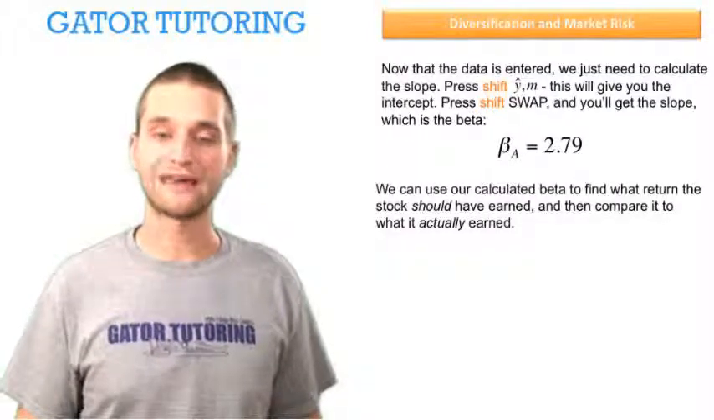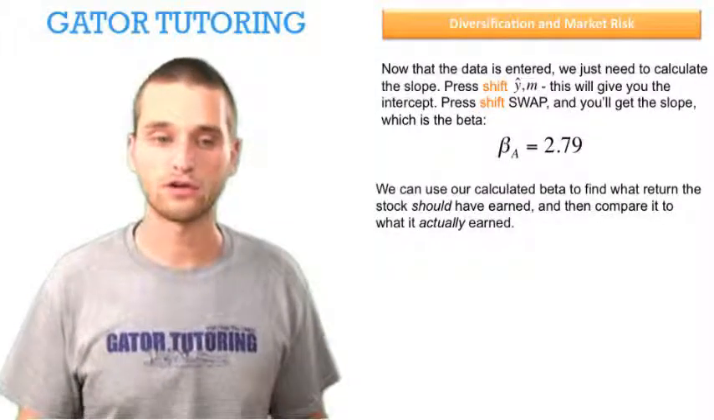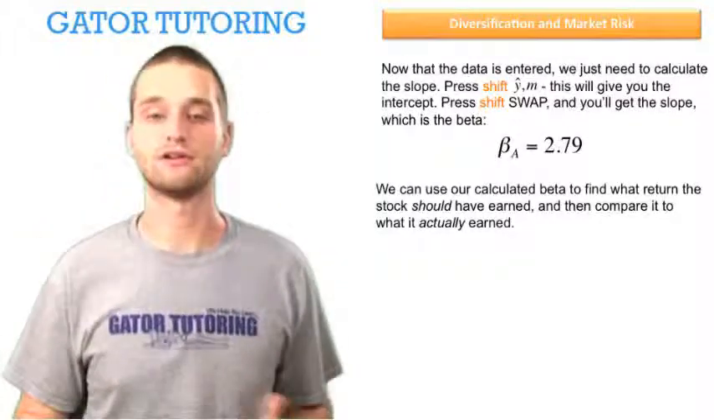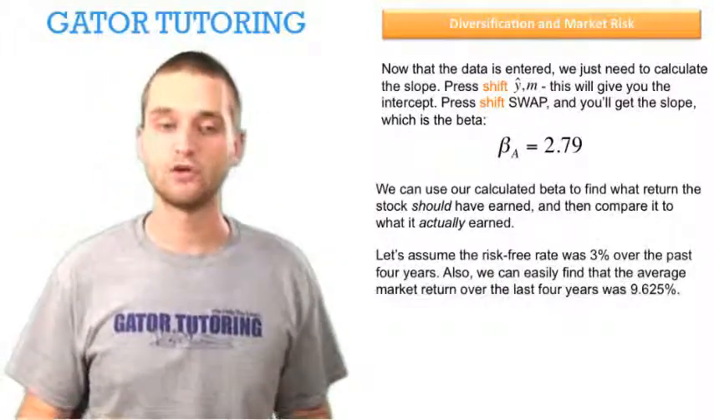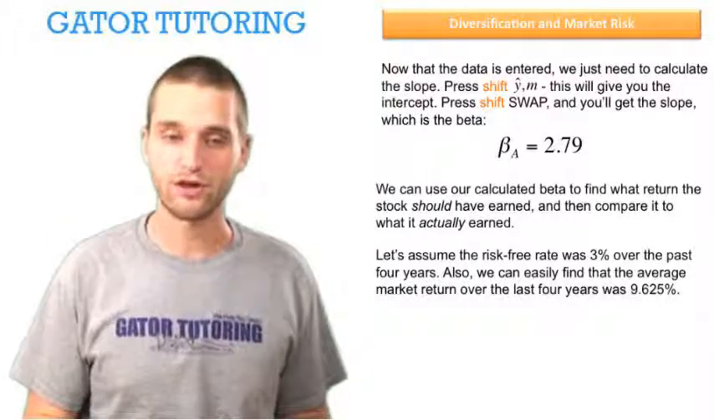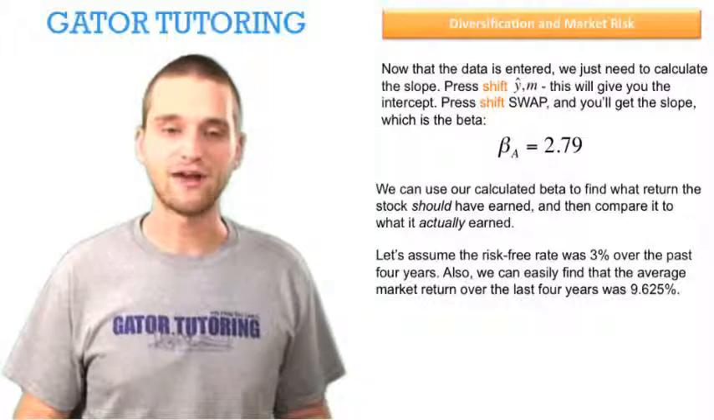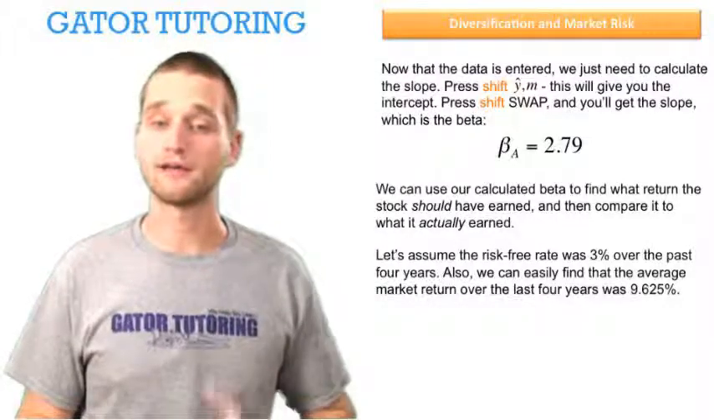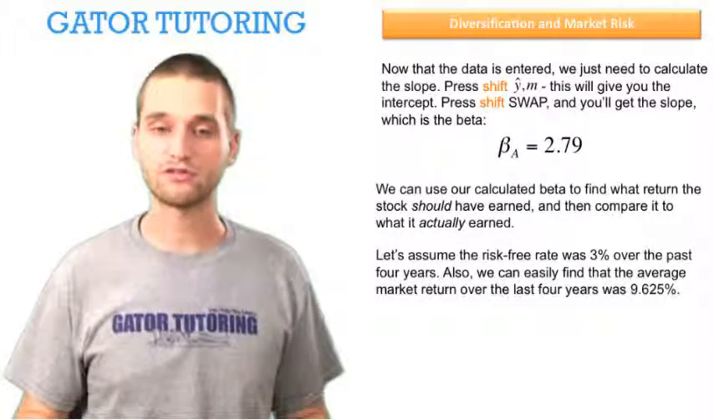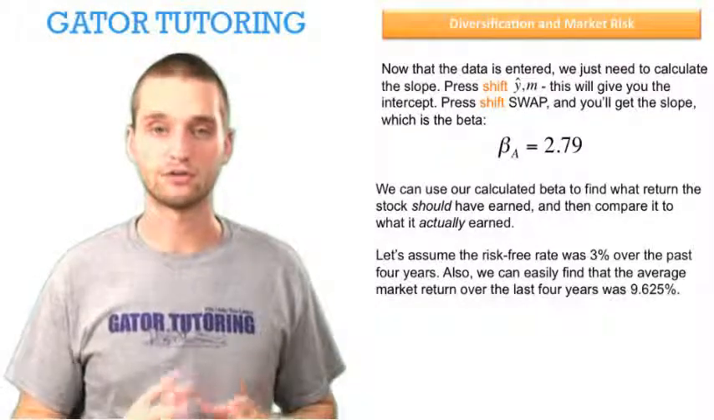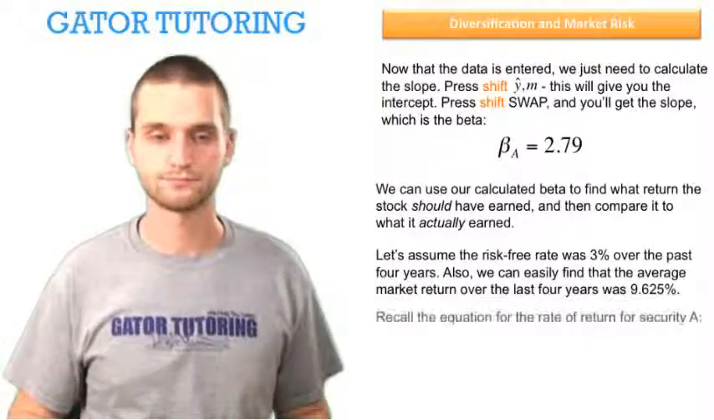We can use our calculated beta to find what return the stock should have earned, and then compare it to what it actually earned. Let's assume the risk-free rate was 3% over the past 4 years. Also, we can easily find that the average market return over the last 4 years was 9.625%. I just found this by averaging the 4 years of returns and dividing by 4.